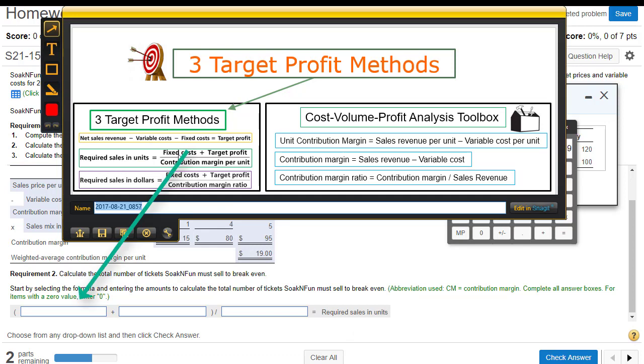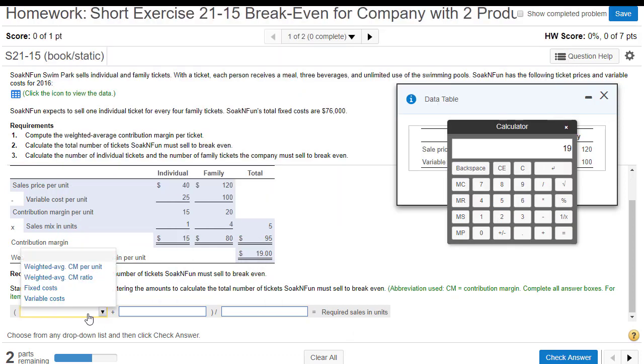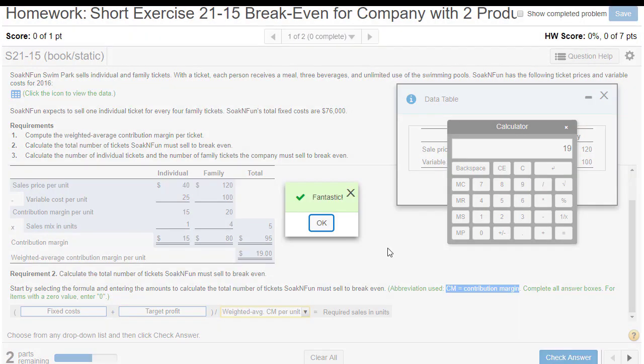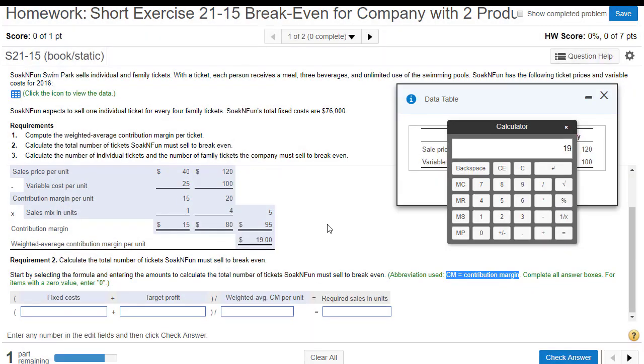So the formula is fixed costs plus target profit divided by weighted average contribution margin per unit. CM means contribution margin. So next, we're going to find our fixed costs, which are right here, $176,000. And our target profit is 0.